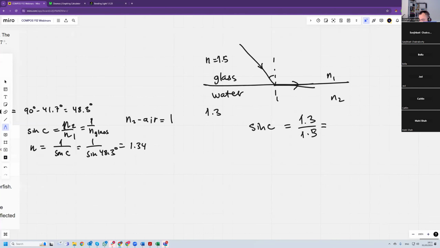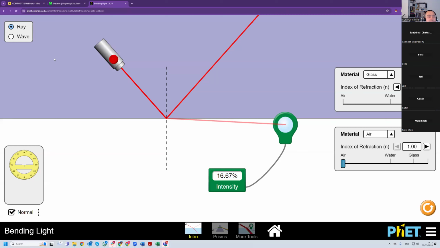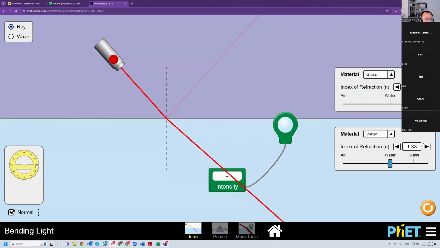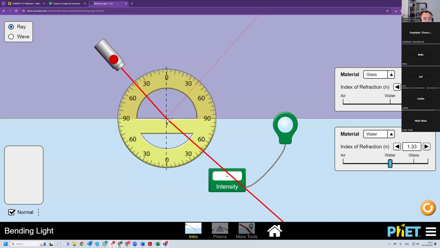And so the critical angle would be arcsine of 1.3 over 1.5, which is 60 degrees. Let's check that this is the case. So this is glass, this is water, and this is our transmitted ray.